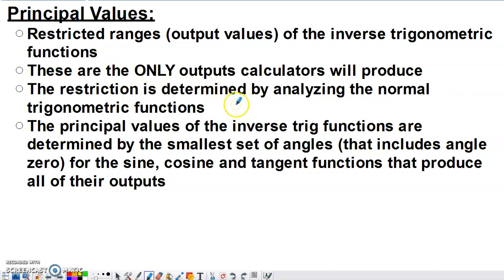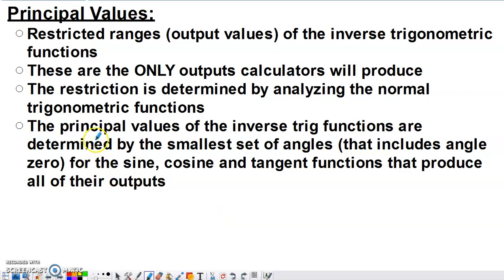The restriction is going to be arrived at by checking out the normal trigonometric functions. So we're about to click ahead and look at some graphs of sine, cosine, and tangent and try to see if we can use those graphs along with a little bit of help from the unit circle to figure out what the principal values would be for inverse sine, inverse cosine, and inverse tangent. So this last statement here is kind of wordy, kind of lengthy, kind of weird. Hopefully we'll be able to make some sense out of that once we click ahead and start looking at the graphs.